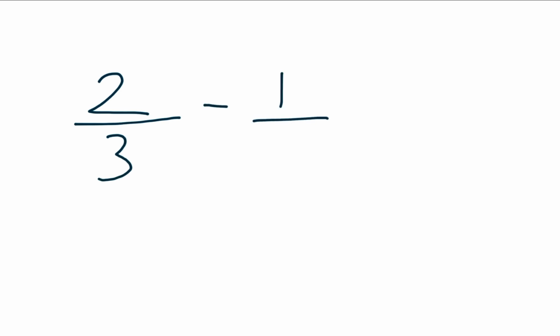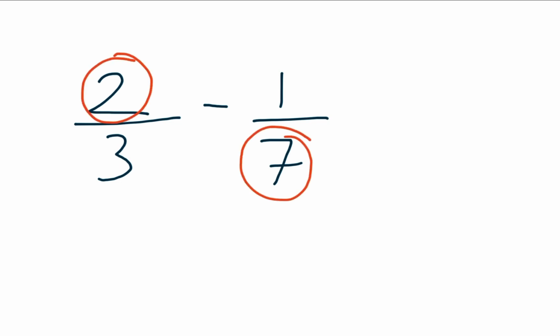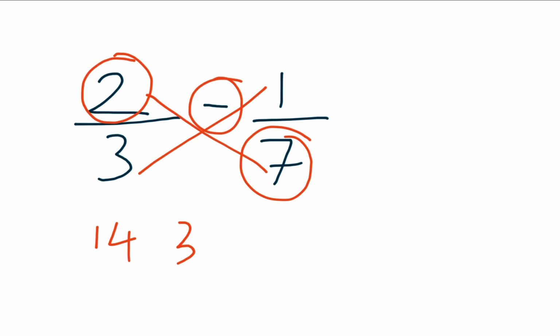You can then do the same if you want with 2 over 3 take away 1 over 7. We use the kiss and smile method again. So therefore 2 times 7, we go across diagonally and we multiply. So 2 times 7 is 14. We then go through the other diagonal that we haven't used: 1 times 3, which is equal to 3. The question is a takeaway. Be careful of that, not a plus this time.